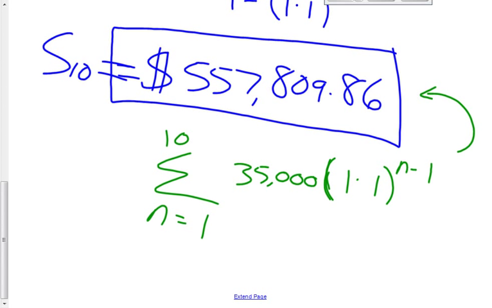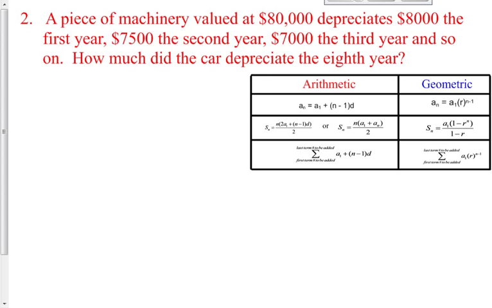Okay? Problem number 2. A piece of machinery is valued at $80,000. So picture this as like, I don't know, a tractor or some sort of construction equipment, whatever the case might be. It's depreciating $8,000 the first year, and then it depreciates $7,500 the second year, and then $7,000 the third year, and so on and so forth. So how much did this piece of machinery, whatever this thing is, depreciate the eighth year?